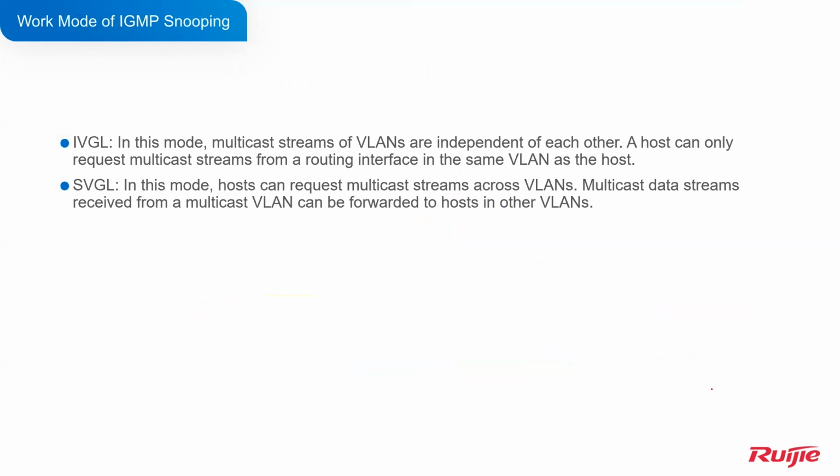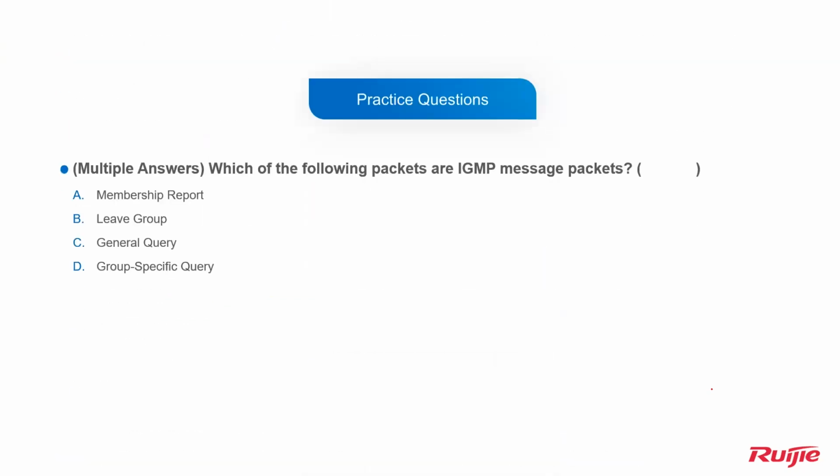And for IGMP snooping, we have two different modes: IVGL and SVGL. In the IVGL mode, multicast streams of VLANs are independent of each other. A host can only request the multicast streams from a routing interface in the same VLAN as the host. While different from that, in the SVGL mode, hosts can request multicast streams across VLANs. Multicast data streams received from a multicast VLAN can be forwarded to hosts in other VLANs. Okay, so this is about the working principle of IGMP running on the switches.